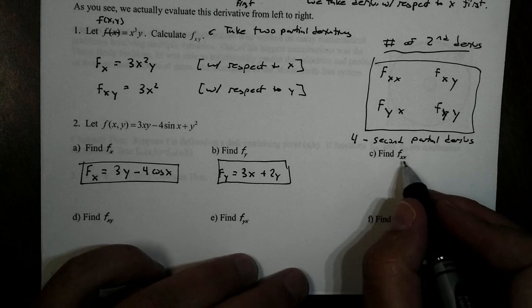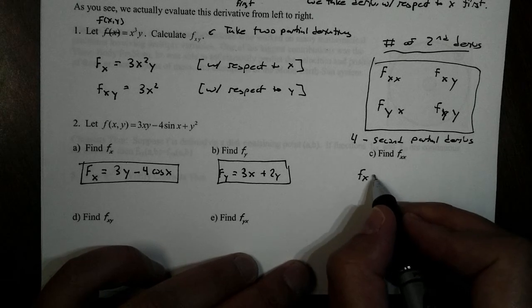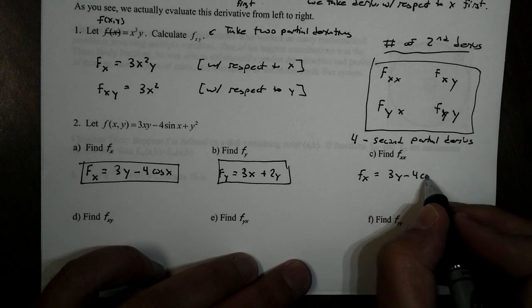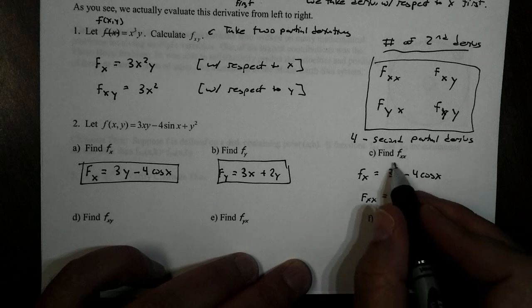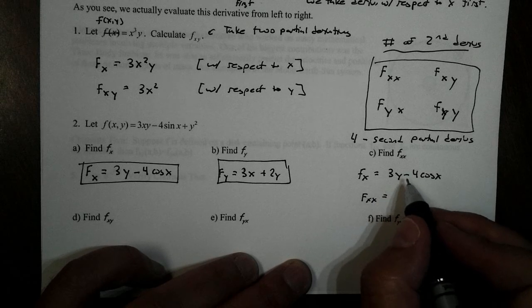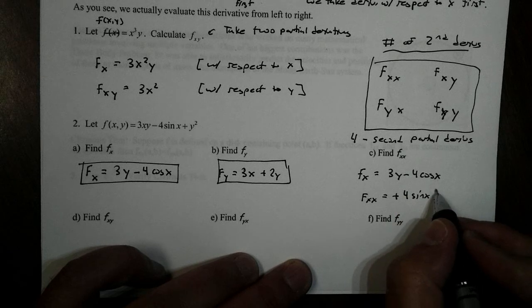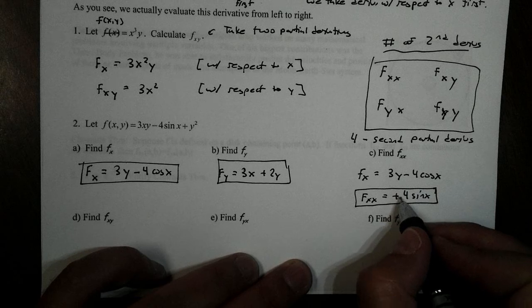Let's take the second derivative with respect to x. So we already know that our first derivative with respect to x was 3y minus 4 cosine of x. If I take the derivative again with respect to x, that 3y just goes away, and I'm left with positive 4 sine of x. Remember, the derivative of cosine is negative sine, so it becomes a positive.